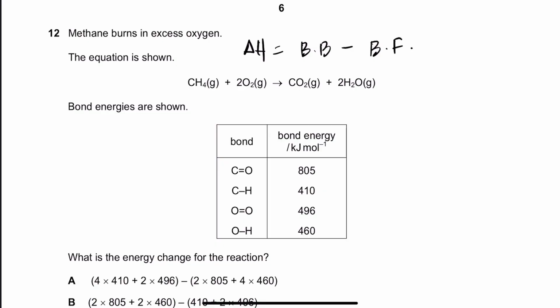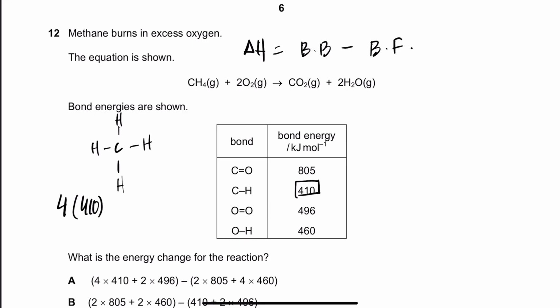And what are the bonds broken? So you have methane, CH4, and you have to break all these bonds. So let's break CH4 bonds. I have to break this C–H bond, this C–H bond, this C–H bond, and this C–H bond. So I have to break 4 C–H bonds. And what's the bond energy for one C–H bond? It's 410. So 4 times 410.